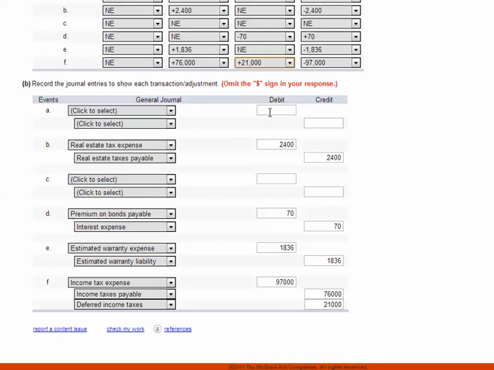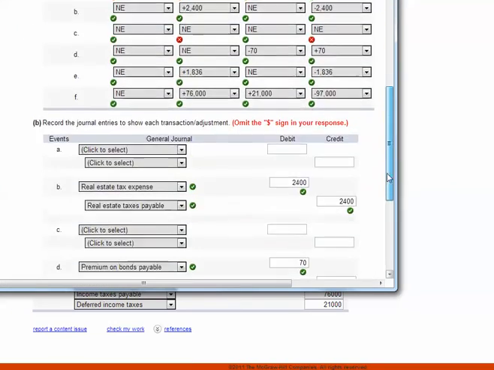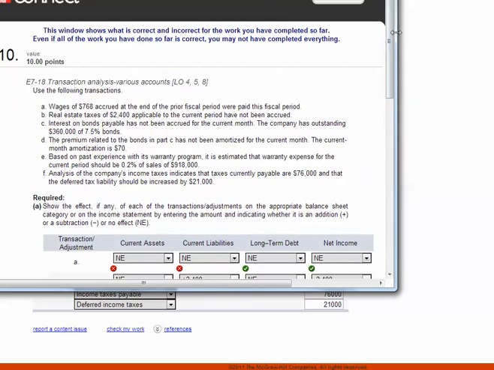We can check my work. I didn't do A and C here, so those might come up incorrect, but everything else looks good. Thank you.